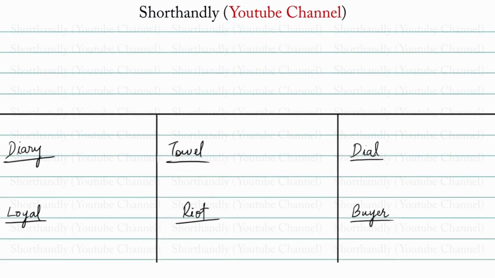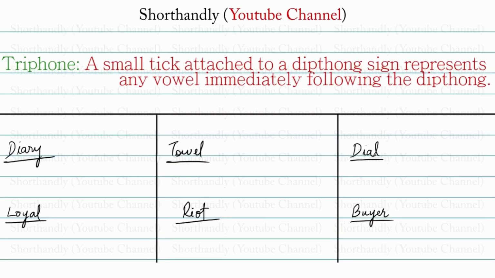Alright, so what is a triphone? Well, a triphone is a small tick attached to a diphthong sign that represents any vowel immediately following the diphthong. So this simply means that whenever you have a vowel just after the diphthong in any word, then to represent that particular vowel, we just attach a small tick to the diphthong. To understand this statement practically, we have these examples of words here.